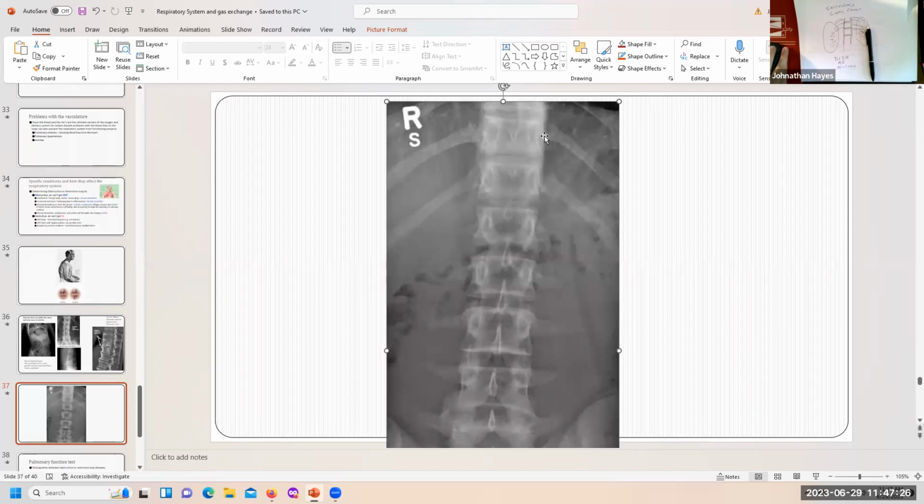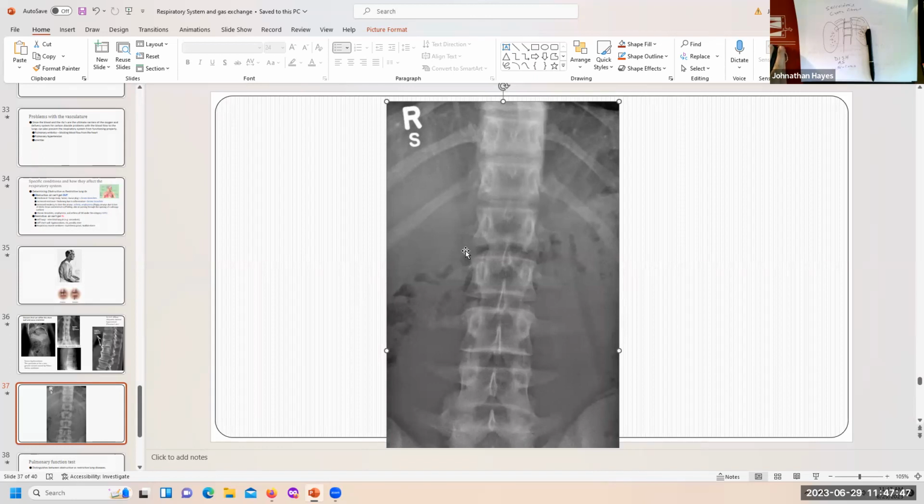So these ribs articulate with the back of the vertebra. On their backside, the rib heads articulate with the vertebra. So if the rib heads for some reason aren't moving very well, or the vertebrae themselves aren't moving very well, that's a problem. So with ankylosing spondylitis, what ends up happening is these vertebrae get all fused together and you'll end up seeing them all connected, right?